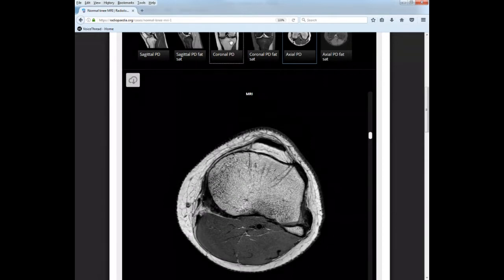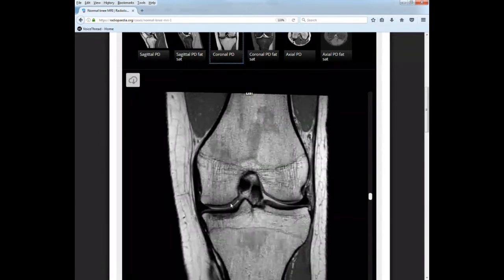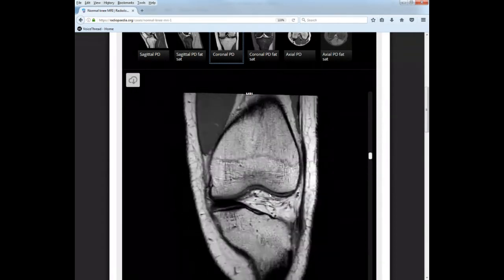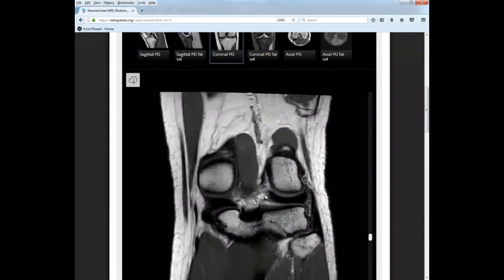But when we get into the coronal, I want you to see this gray line here and this gray line here and gray line there. That's the joint capsule. All right, and so that's what's going to surround, you can see it here anteriorly, and then as we go back posteriorly, surrounding the condyles, surrounding the tibial plateau, the posterior aspect of the tibia there. All right, so that's your joint capsule.